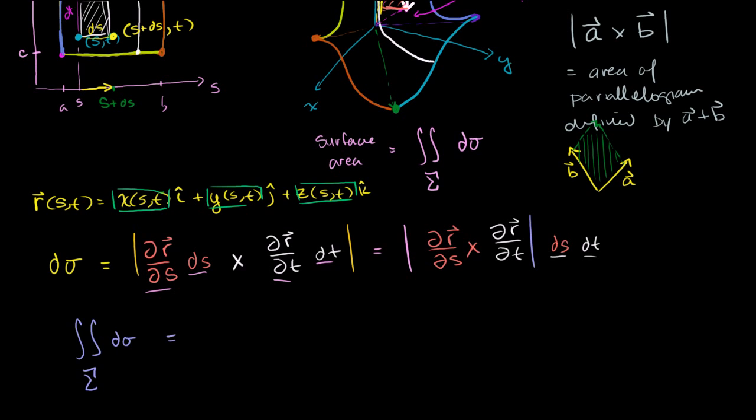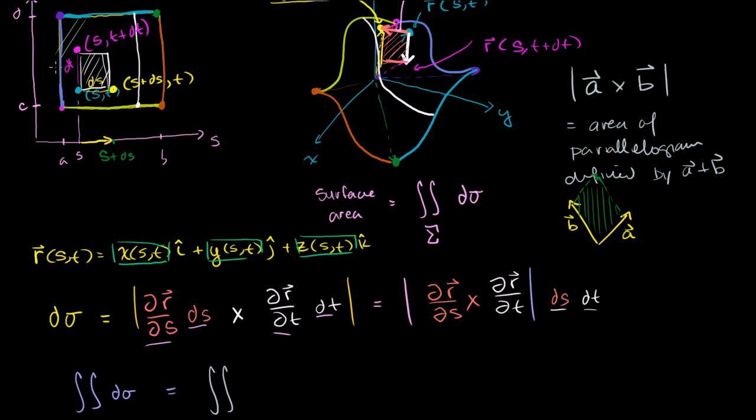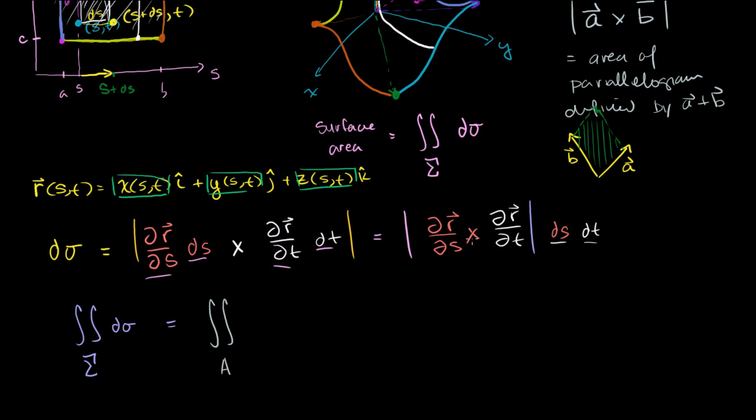That's a double integral. So we're going to take the double integral over this region, or this area right here, of this thing, the cross product of the partial of r with respect to s and the partial of r with respect to t, ds and dt.